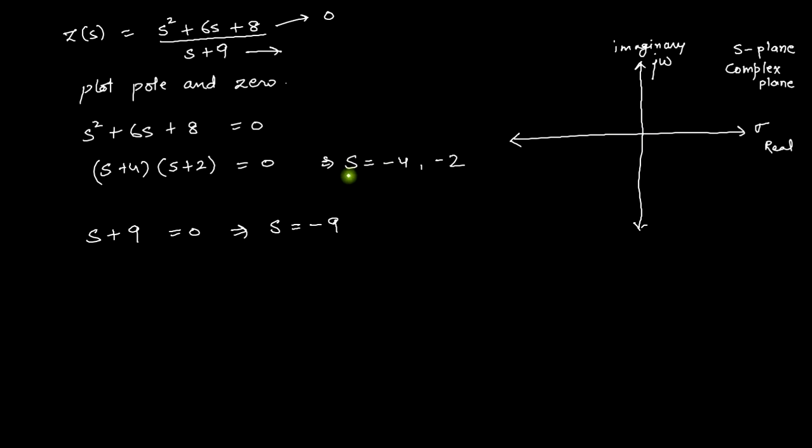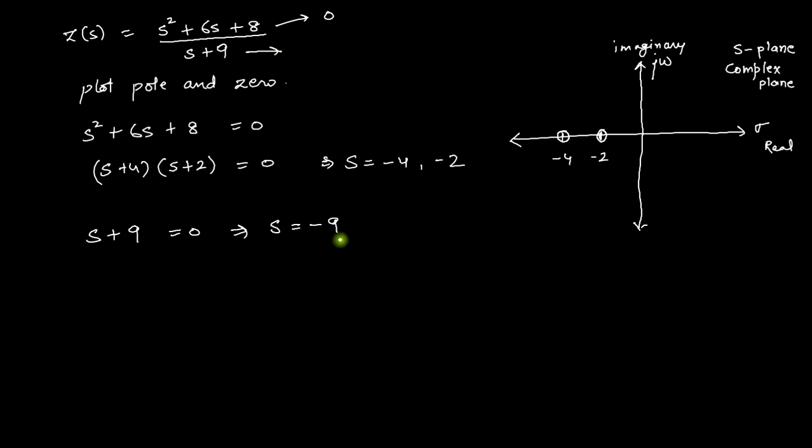Now over here, s is equal to minus 4 and minus 2. It means we have a zero here at minus 2 and at minus 4. So to represent that a zero exists over here, we need to circle these points. Circling these points refers to that there exist the zeros of the given network function.